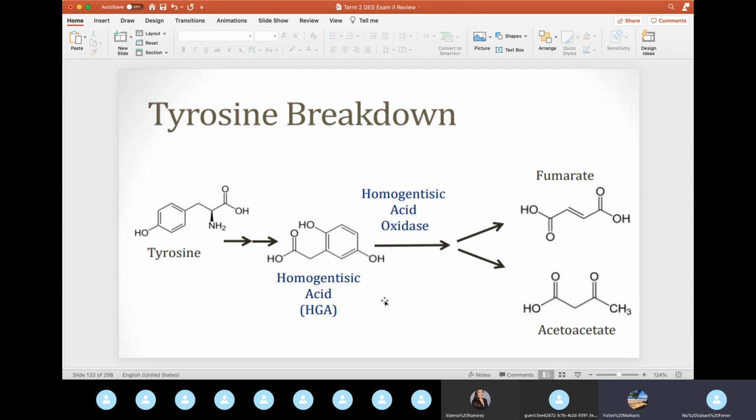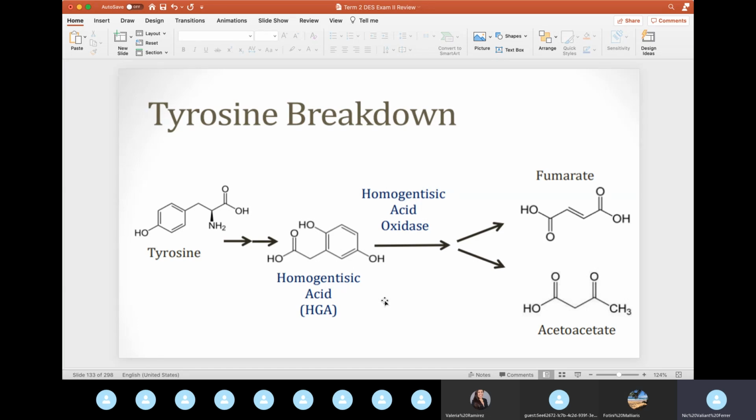You have a dark urine. Alkaptonuria. Excellent. Homogentisic acid oxidase, yes. So you have a deficiency in homogentisic acid oxidase. You have an increase in homogentisic acid. It deposits into your joints. So you can have darkened urine.